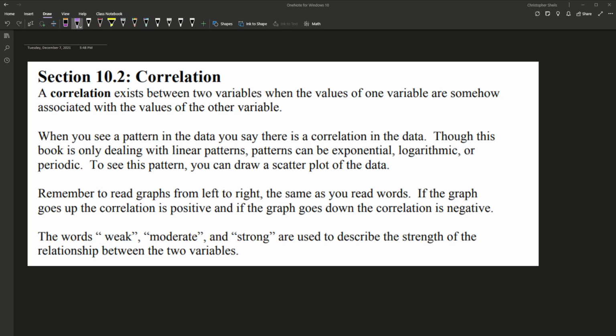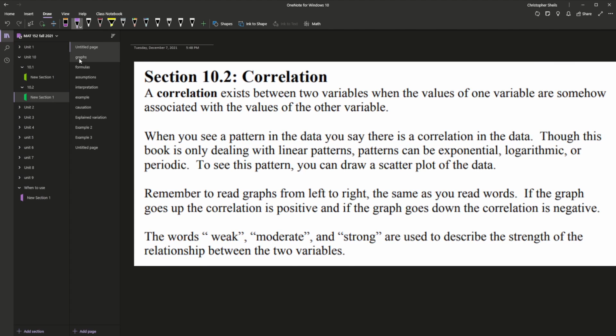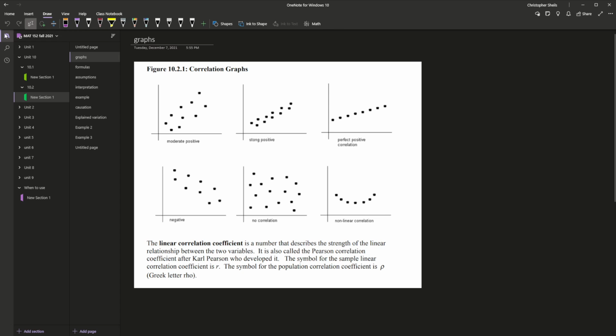Remember that we should be reading graphs from left to right, the same as we read words. If the graph goes up, the correlation is positive, and if the graph goes down, the correlation is negative. The words weak, moderate, and strong are used to describe the strength of the relationship between the two variables. Let's look at a few examples of some correlation graphs.